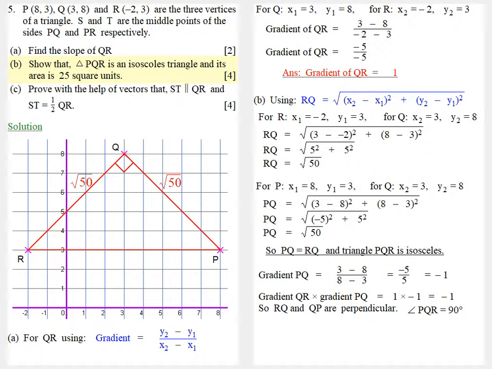Now that means to work out the area of the triangle, we can take the base as RQ and the height as QP. And the area of a triangle is half times the base times the height. So in this case, the area of triangle PQR is equal to a half times root 50 times root 50, which is a half of 50, and so the area of the triangle PQR is 25 square units.